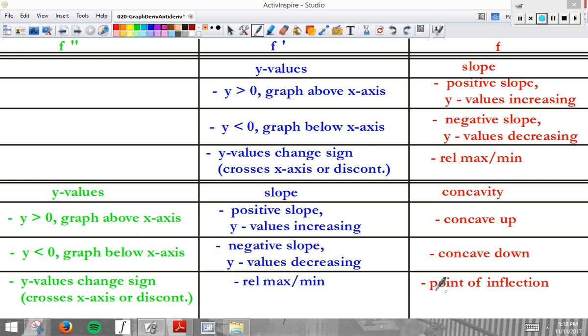Points of inflection come from the relative mins and maxes of f prime. How do I find that? You would look at the graph. Relative mins and maxes of f come from places where the y values change sign. And that'll either be because we cross the x-axis or we have discontinuities.